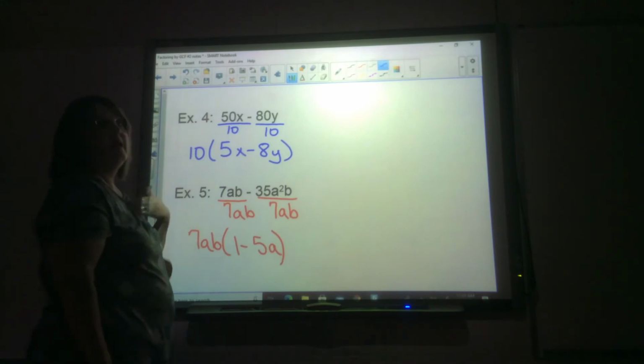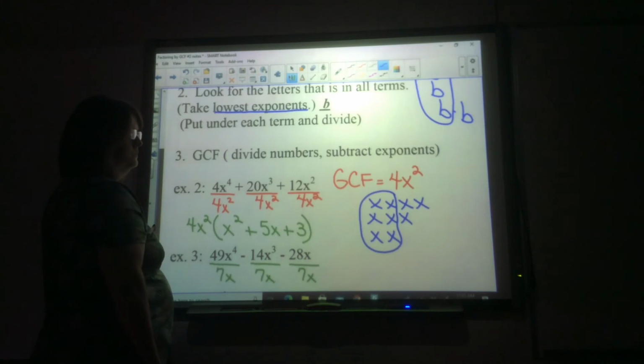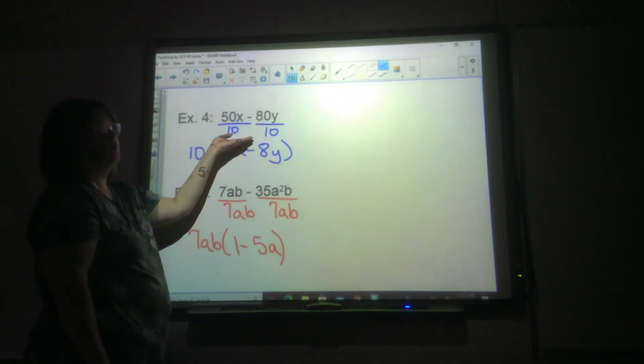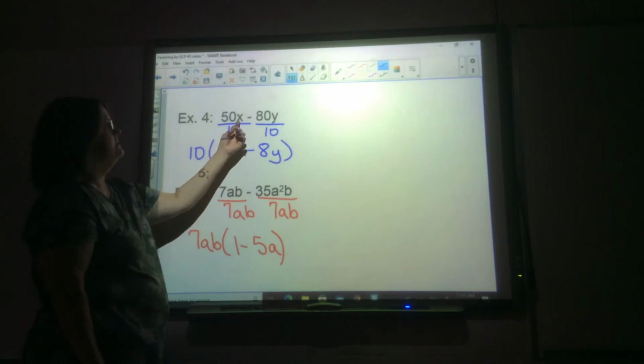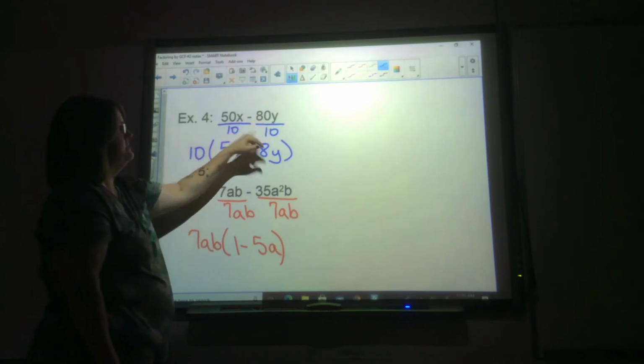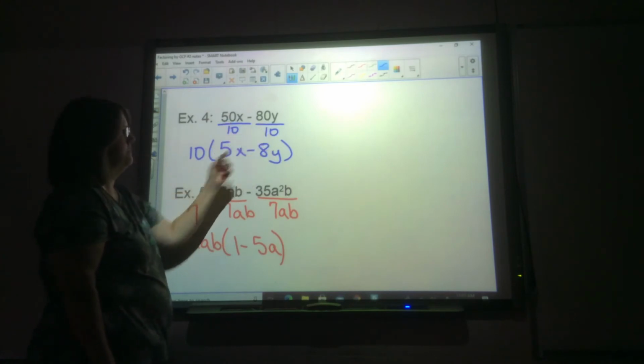Sometimes you have, okay, every problem here had a number and a variable that came out. Here, this only has a number. There's no variable in common. This has an x, this has a y. There's no variable in common. 10 is the largest number. You just put 10 over here and you divide each term that way.